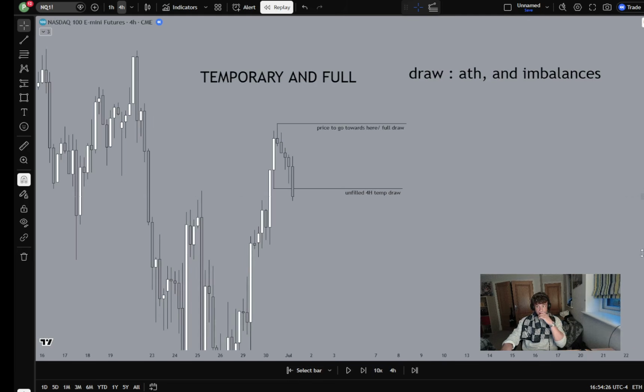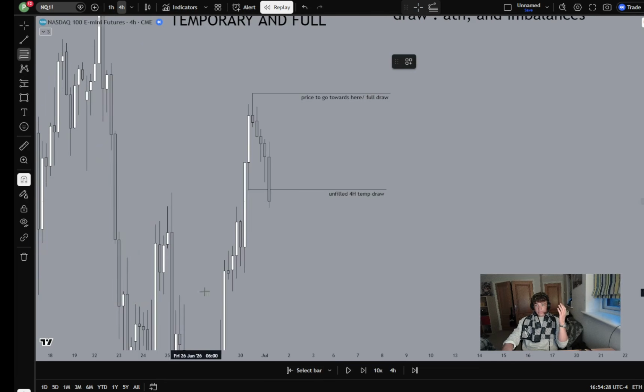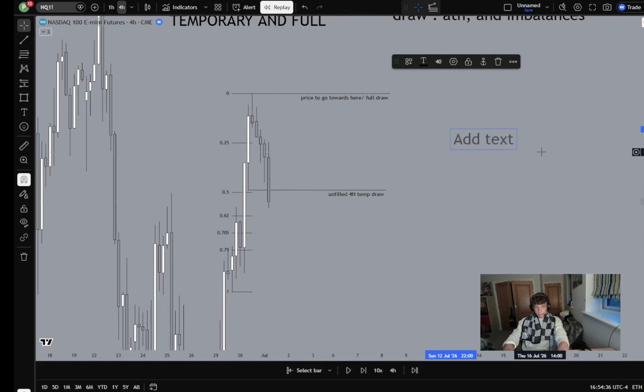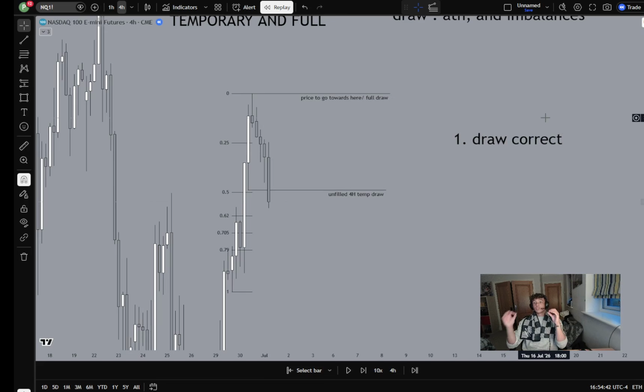Now, really simple, the trade that I took today, we use the entire range, 4-hour range, high to low. Okay, now with understanding that we have the draw correct. Now the draw is correct, everything else will come simple.